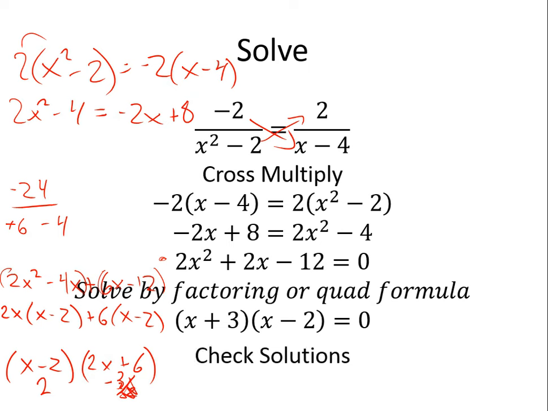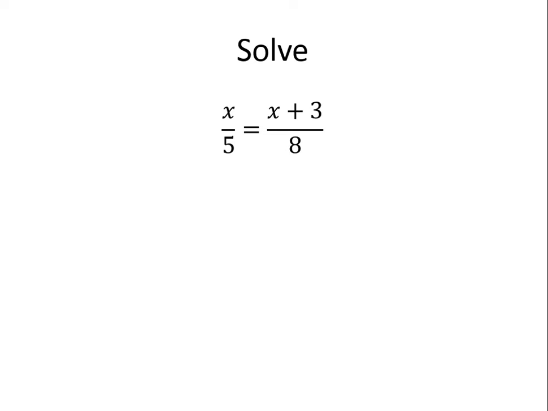So then what you would do is you would plug them back in to make sure that they both work. And then once you do that, you see that only positive 2 works. Negative 3 does not work in this case. So positive 2 would be your only answer in this case. So what you're going to do is you're just going to cross multiply, and then once you cross multiply, you move everything to one side. Then you might have to use quadratic formula, might not. But then what you want to do is you want to plug them back in to make sure they work.